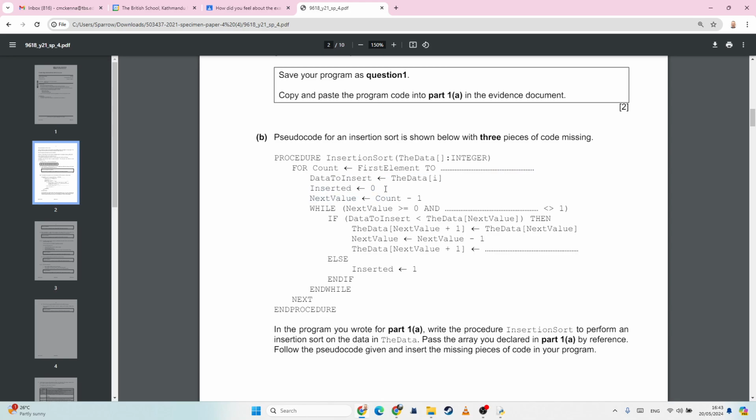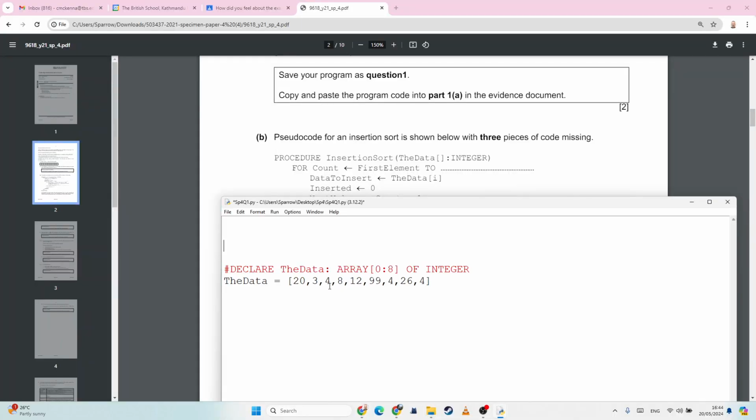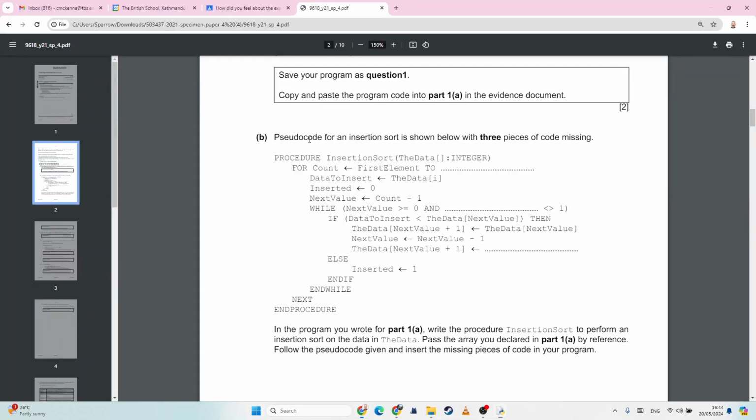Then inserted equals 0, so that's to say whether something has been inserted or not. And then the next value is going to equal the count minus 1. So we're moving down the array like we did before. So we were starting with like here, and then we checked it with here, and then we checked it with there. Okay, well, the value is greater than 0.